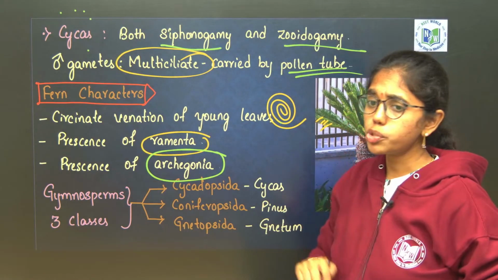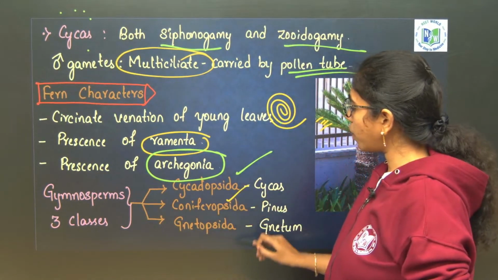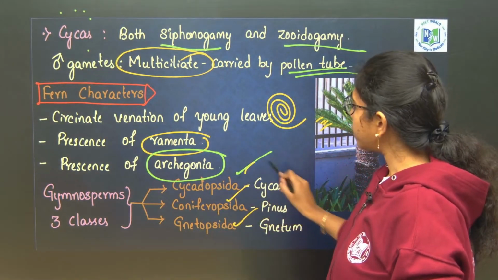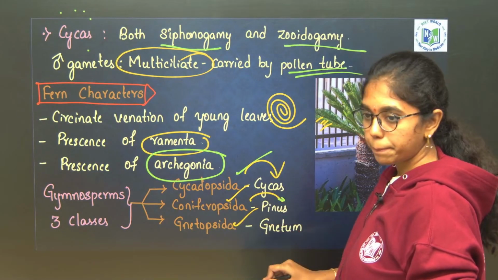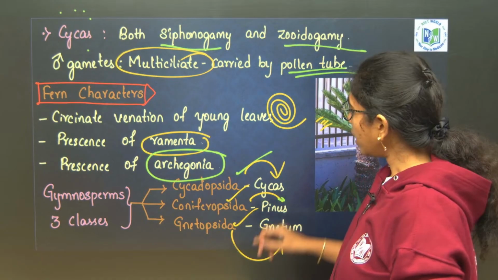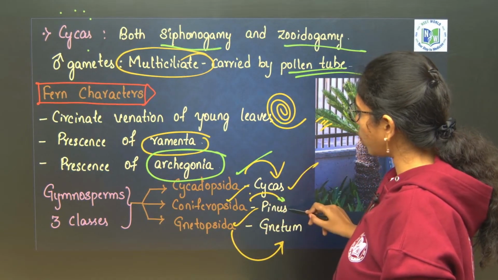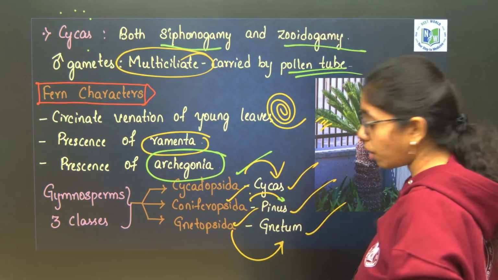Next, gymnosperms have three classes. What are they? Cycadopsida, Coniferopsida and Gnetopsida. Cycadopsida best example is cycas, Coniferopsida example is pinus, Gnetopsida example is gnetum. Clear? Any doubt anywhere?